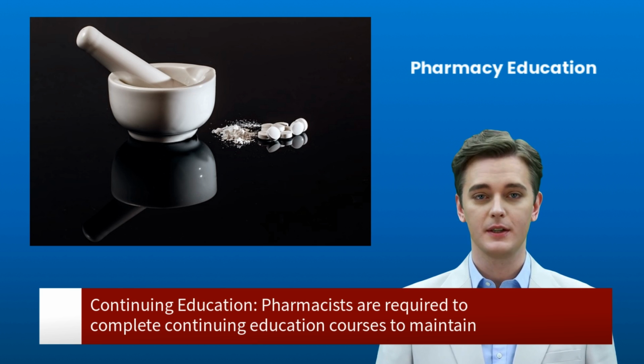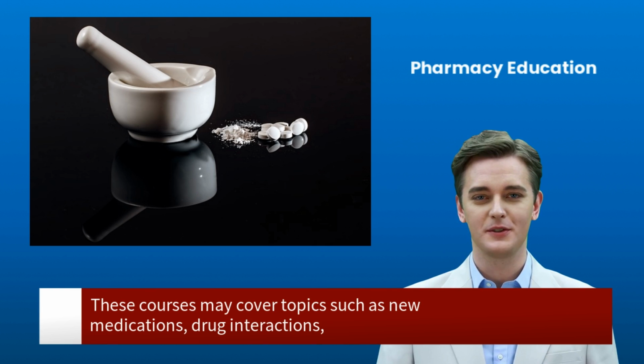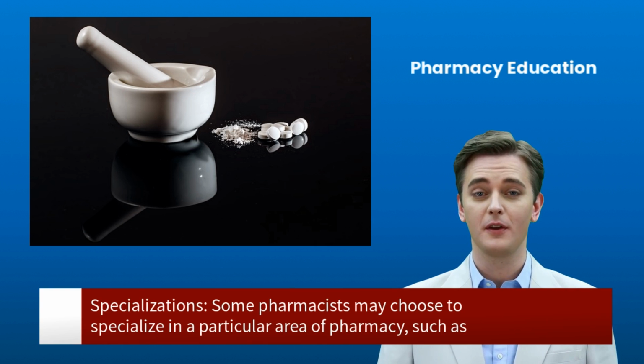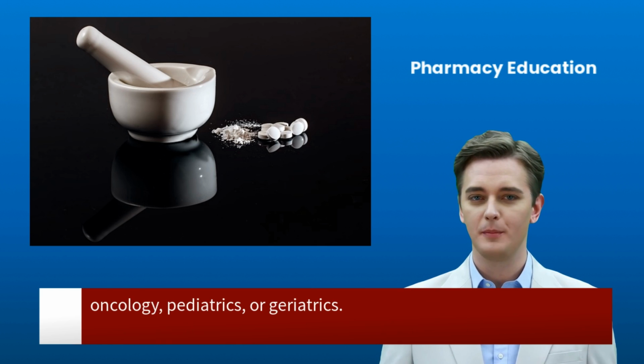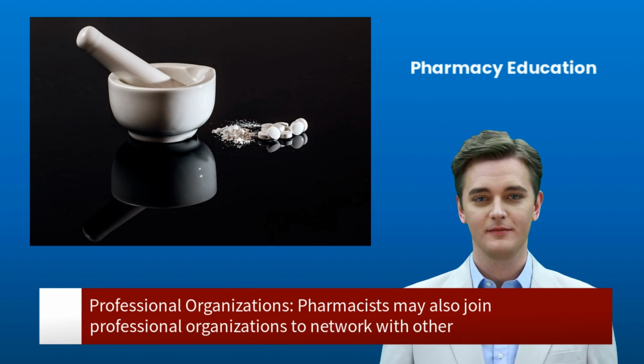Continuing education. Pharmacists are required to complete continuing education courses to maintain their license and stay up to date with the latest developments in pharmacy practice. These courses may cover topics such as new medications, drug interactions, and patient counseling. Specializations. Some pharmacists may choose to specialize in a particular area of pharmacy, such as oncology, pediatrics, or geriatrics. To become a specialist, additional training and certification may be required.